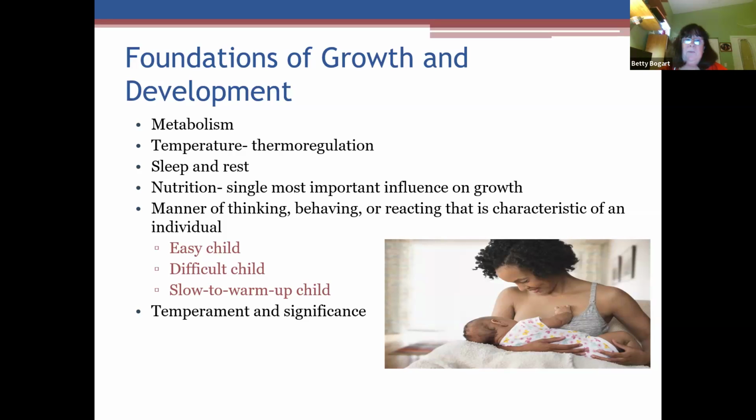We know infants sleep a lot, rest a lot, nap a lot. And then here we go, nutrition, the single most important influence on growth and development. If they're not fed properly, they're not going to be where they should be. They're not going to have the fine motor skills, cognitive skills. They're not going to have those motor skills. So these are things that we need to look at.